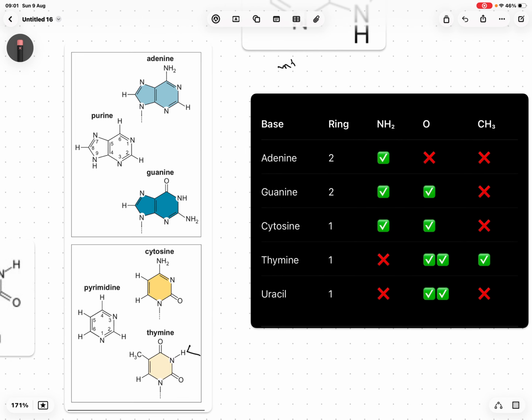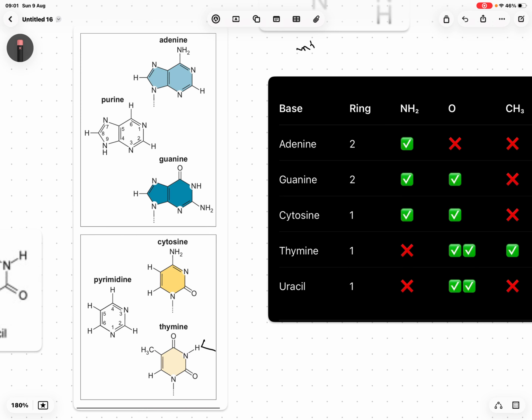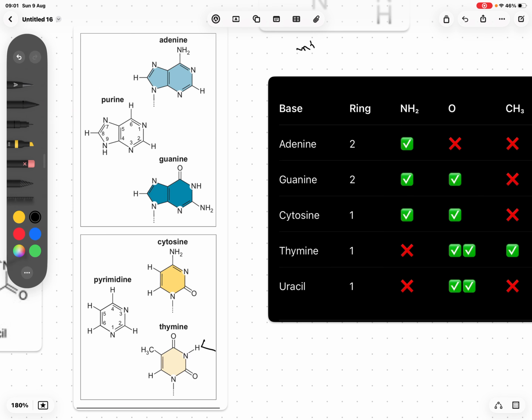Hi everyone. In this video, we are going to understand different chemical changes that alter the regular Watson-Crick base pairing in DNA. We know the structures of the purines and pyrimidines, and how they form the base pairing. Coming to the purines, we have adenine and guanine, and these purines have two rings in their structure. That is very well known to us.